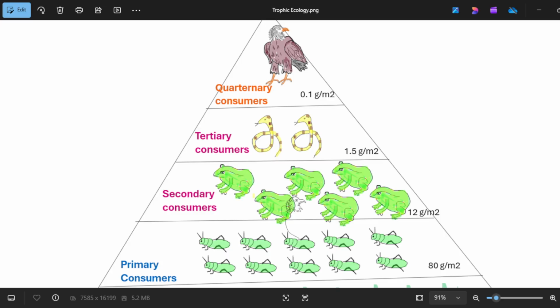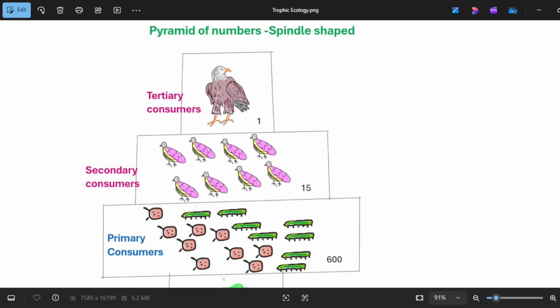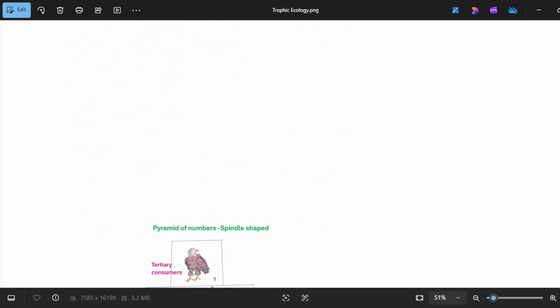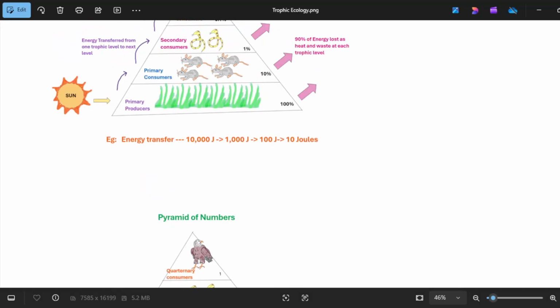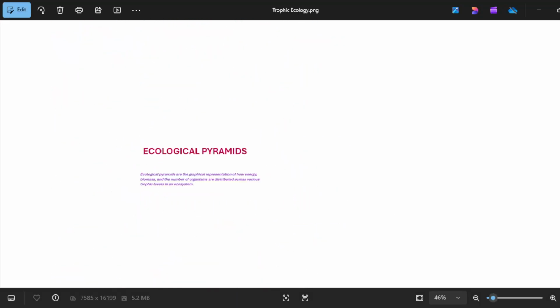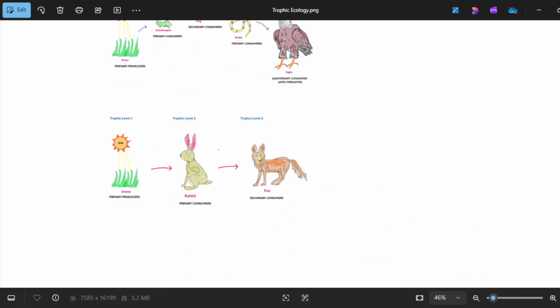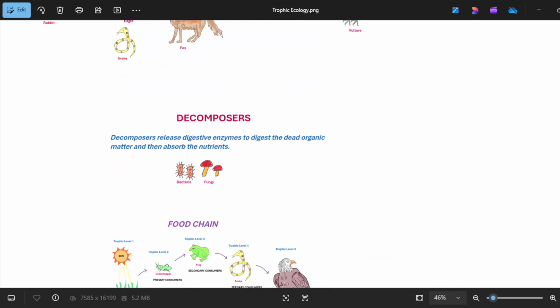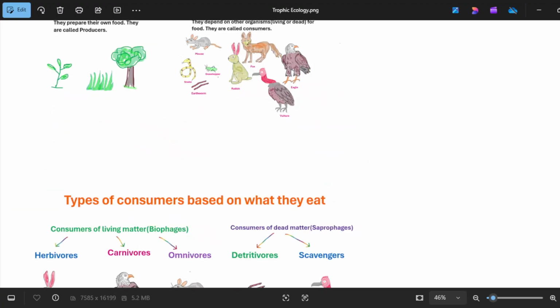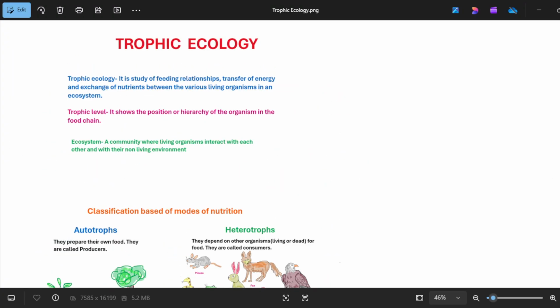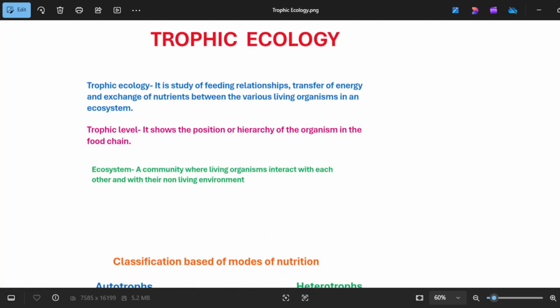So this is how it helps us in maintaining the ecosystem. Now hope you have all understood the importance of studying trophic ecology. This is the reason we study trophic ecology, so that we understand all these things and it helps us human beings in maintaining the ecosystems.